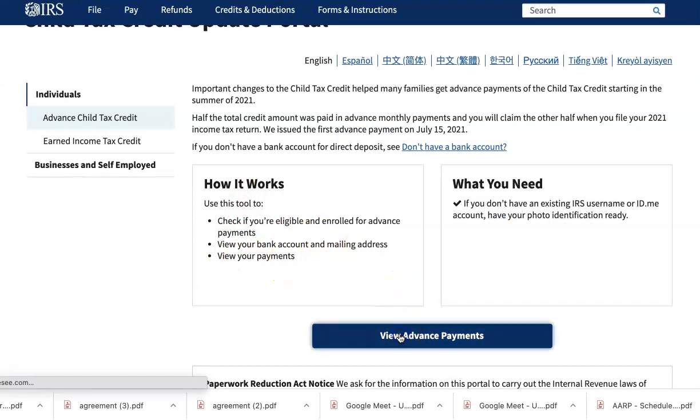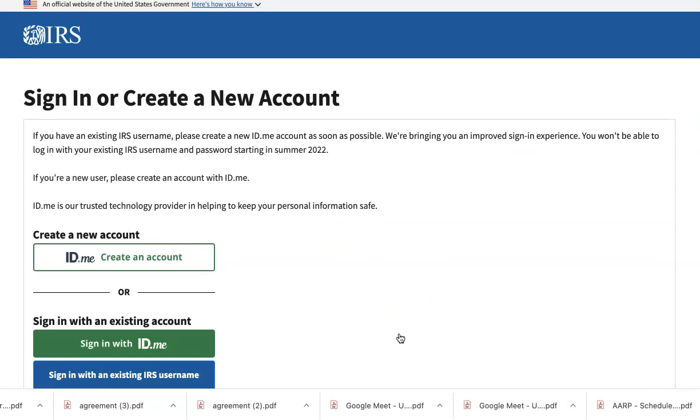You click on View Advanced Payments, and it wants an account with a third-party service called ID.me. This is going to be a problem with a lot of taxpayers. You might want to print this page out for them, and they can go home and try that. You're certainly not going to allow them to put their hands on your computer.